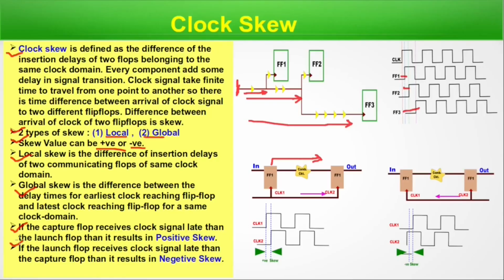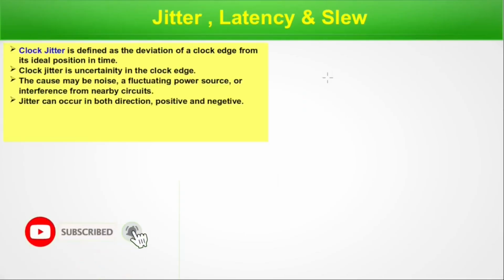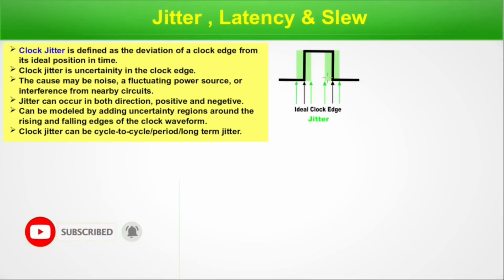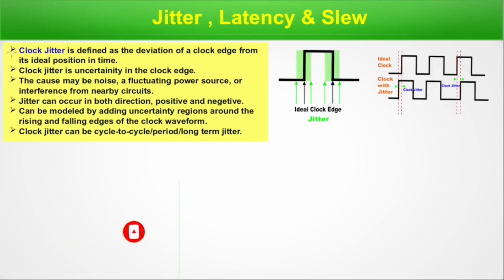Now we will see jitter, latency and slew. Clock jitter is defined as the deviation of a clock edge from its ideal position in time. We are expecting the clock signal with time, and the rising edge and falling edge may vary in their position with respect to time. So the ideal clock with jitter will behave like that if we plot them against time.